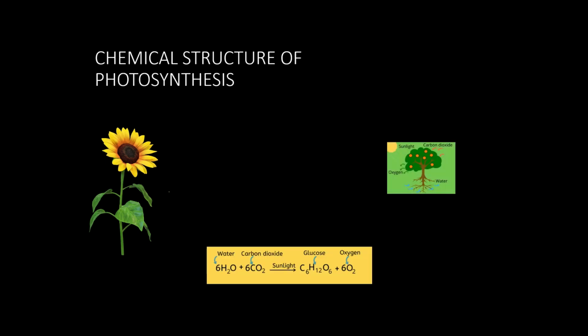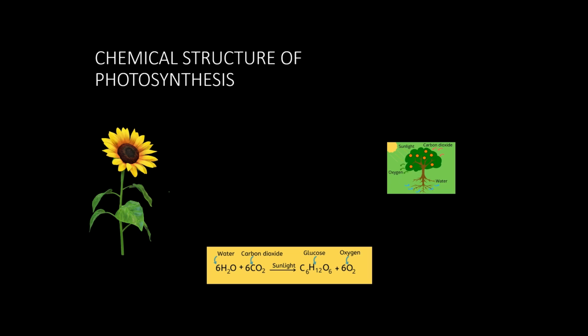The chemical structure of a photosynthesis reaction is given below. 6H2O plus 6 molecules of carbon dioxide, in the presence of sunlight and chlorophyll, forms glucose, C6H12O6, and oxygen is released in this reaction.